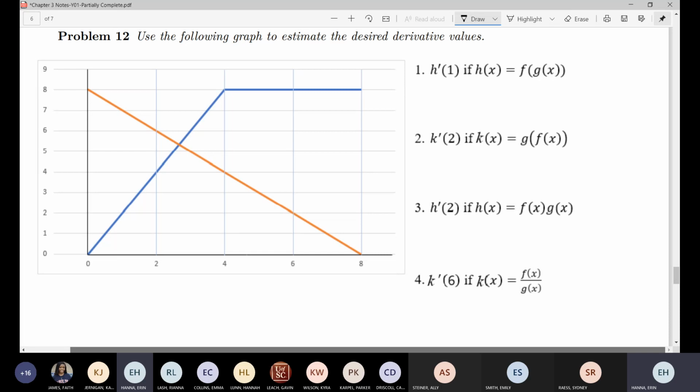But I could give you a graph. Crap. Forgot that those graphs aren't labeled. I guess it doesn't matter. I can just pick which one I want to be which. I think this one's supposed to be f of x, and this one's supposed to be g of x, so there we go.